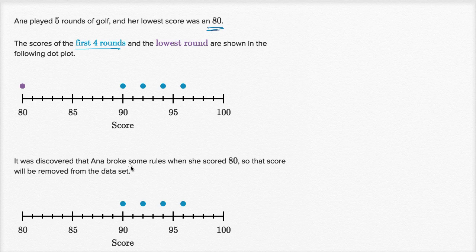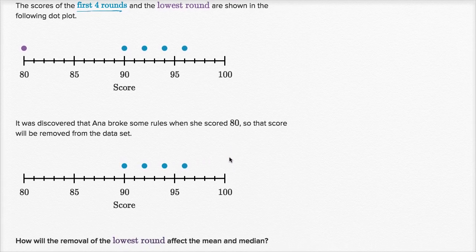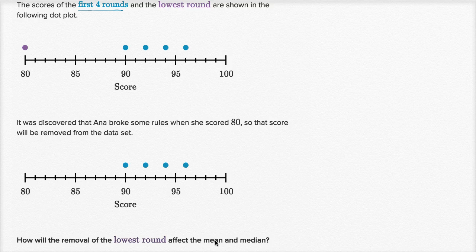It was discovered that Anna broke some rules when she scored 80. So I guess cheating didn't help her. So that score will be removed from the data set. So they removed that 80 right over there. We're just left with the scores from the other 4 rounds. How will the removal of the lowest round affect the mean and the median?